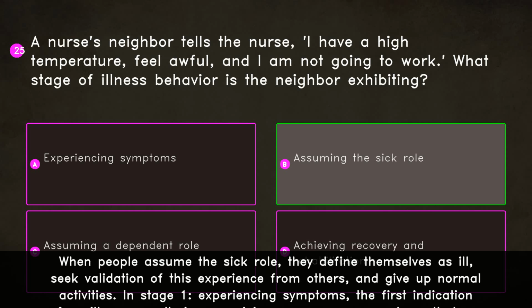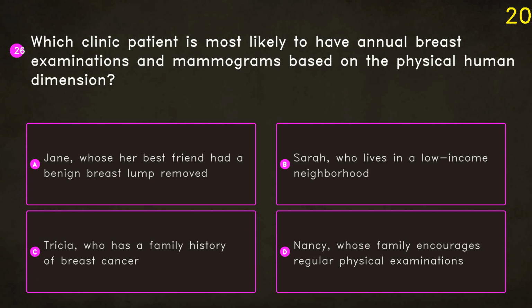When people assume the sick role, they define themselves as ill, seek validation of this experience from others, and give up normal activities. In stage 1, experiencing symptoms, the first indication of an illness usually is recognizing one or more symptoms that are incompatible with one's personal definition of health. The stage of assuming a dependent role is characterized by the patient's decision to accept the diagnosis and follow the prescribed treatment plan. In the achieving recovery and rehabilitation role, the person gives up the dependent role and resumes normal activities and responsibility.